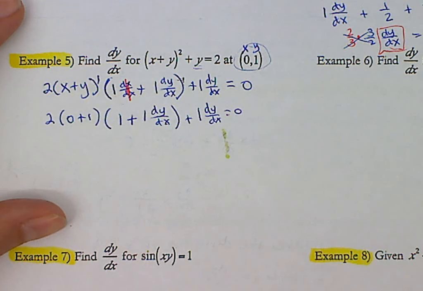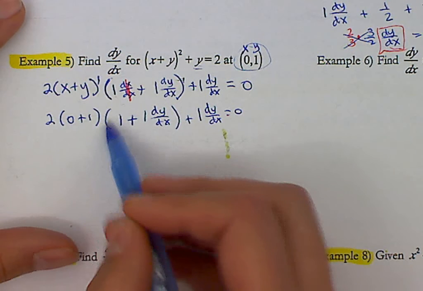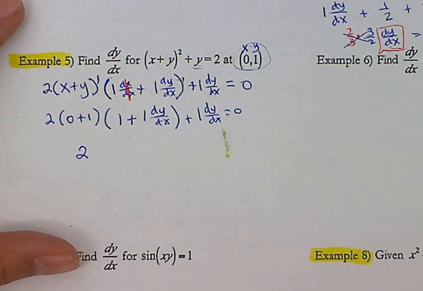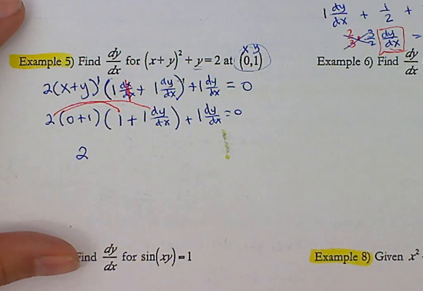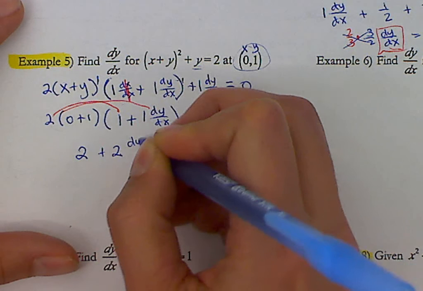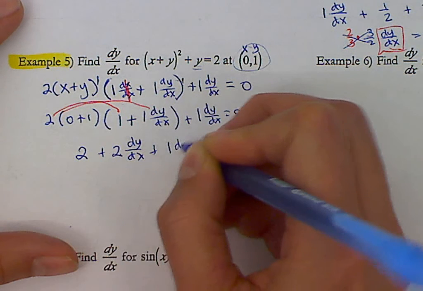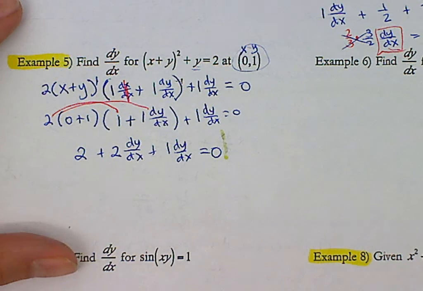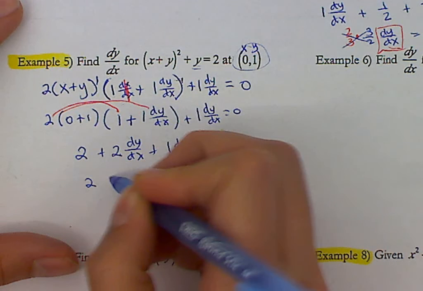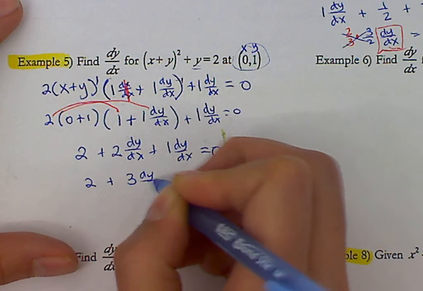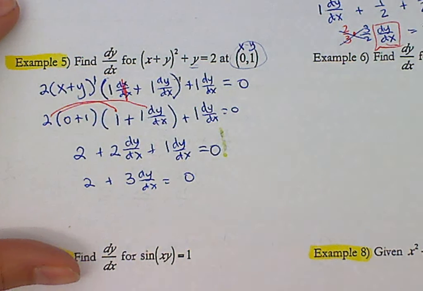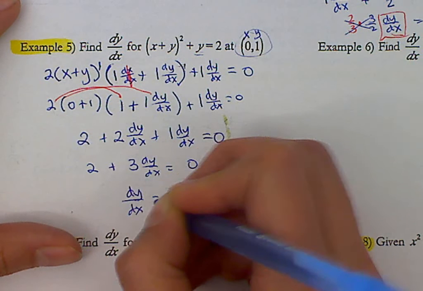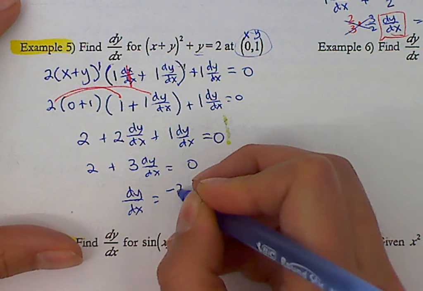And then I can simplify, so this term equals 2, and I will distribute the 2. So 2 plus 2 dy dx plus 1 dy dx equals 0. So this is 2 plus 3 dy dx equals 0. And then when I solve for my dy dx, I get dy dx equals negative 2 divided by 3.